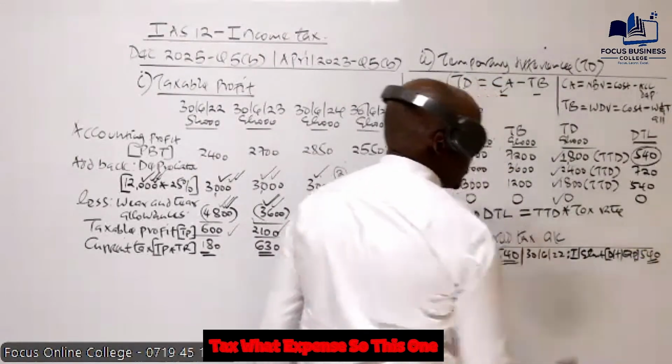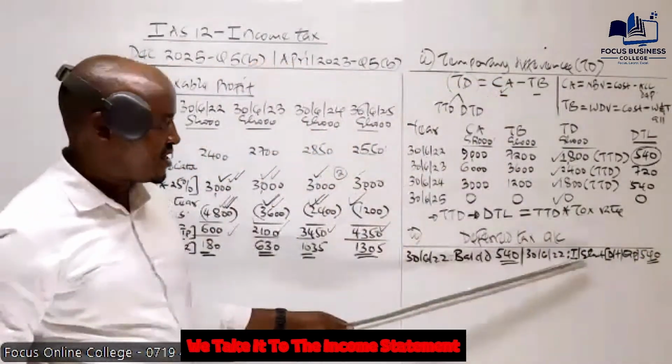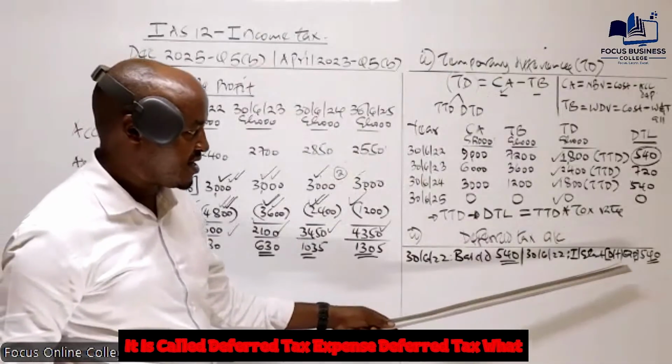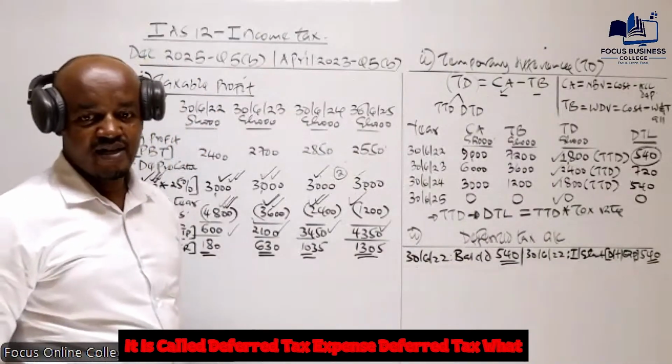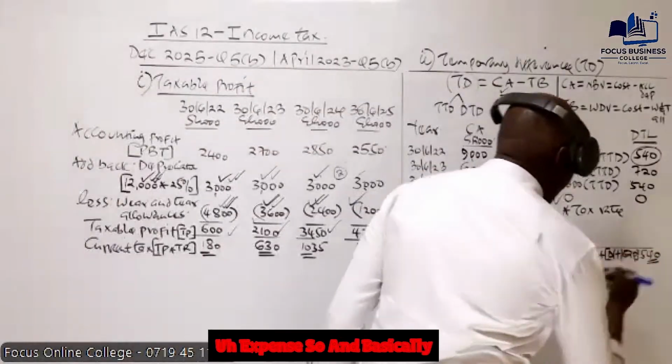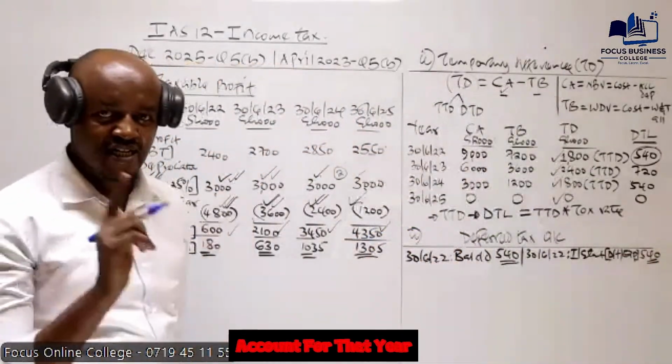A deferred tax what? Expense. So this one, we take it to the income statement. It is called deferred tax expense. Deferred tax what? Expense. And basically now that should be the end of that account for that year.